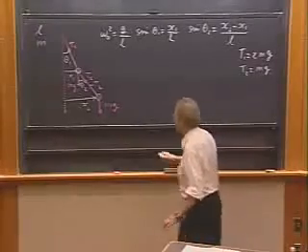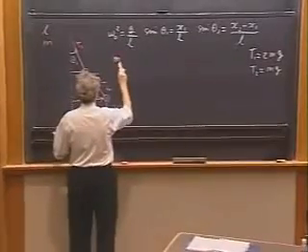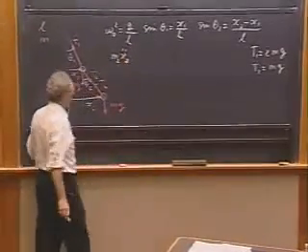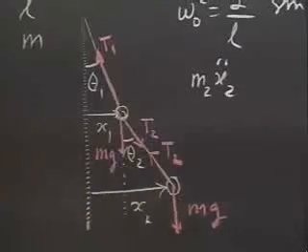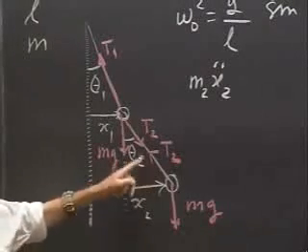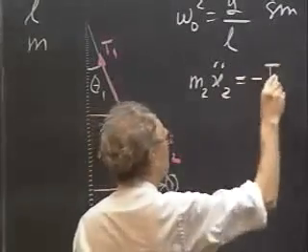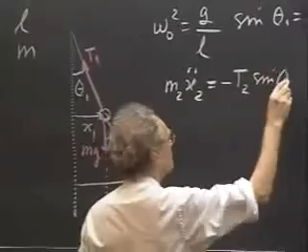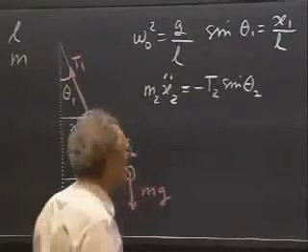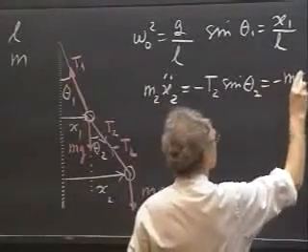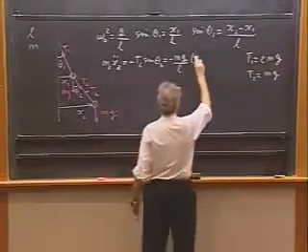So let me first start with the bottom one that has only two forces on it, so that may be the easiest. M2 x2 double dot. And so the only force that is driving it back to equilibrium in the small angular approximation is then the horizontal component of the T2. So that equals minus T2 times the sine of theta 2. And for that I can write minus mg divided by L times x2 minus x1.